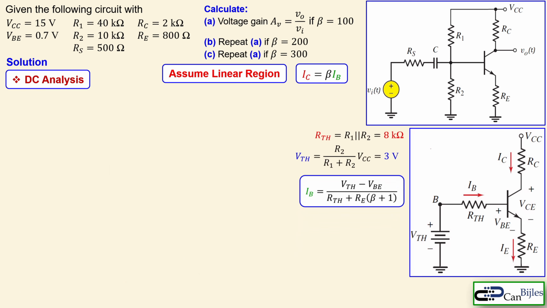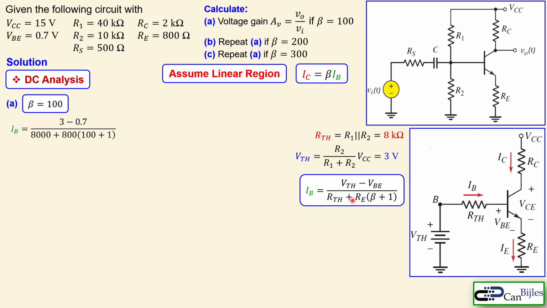So let's now move on to beta equal to 100, the first case. If you use the base current expression here and substitute everything we have for beta equal to 100, you will get 25.9 microamps. Now, if I use the linear region of operation condition, then I can use this formula for the collector current.